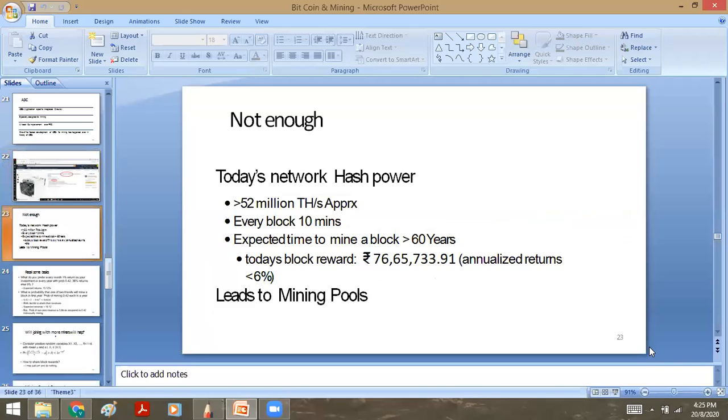So with respect to today's network hash power, the expected time before you get an opportunity to mine a block is 60 years. That means, expecting the worst situation, it will take 60 years. But if you are lucky enough, the number of hashes you need to calculate may be only 4 to 5, and maybe the hash value you created matches the puzzle.